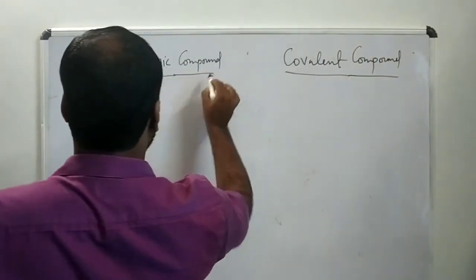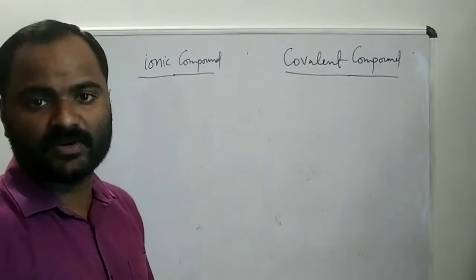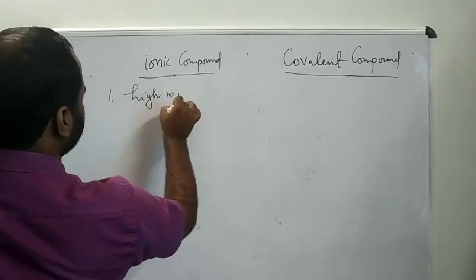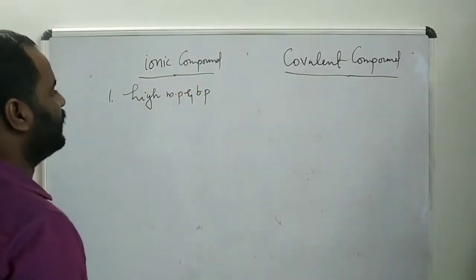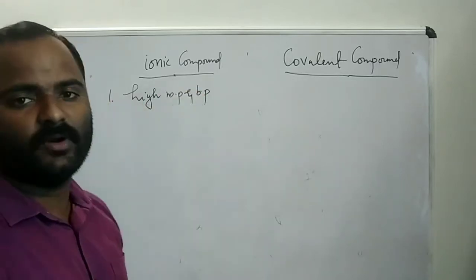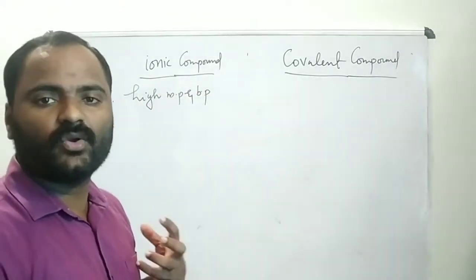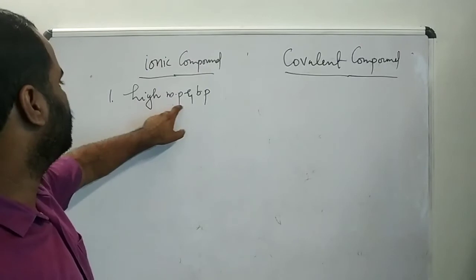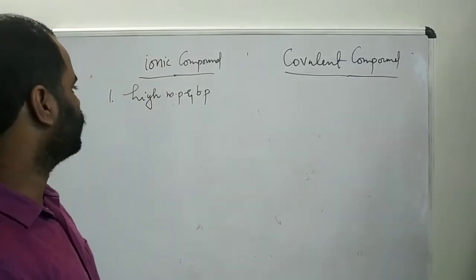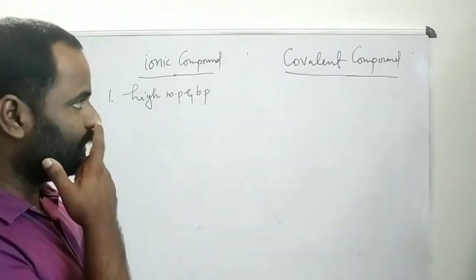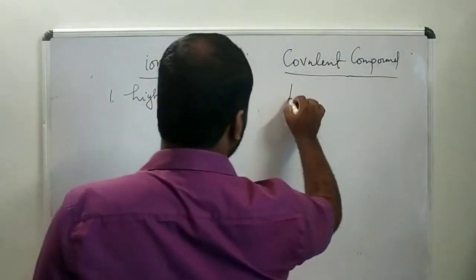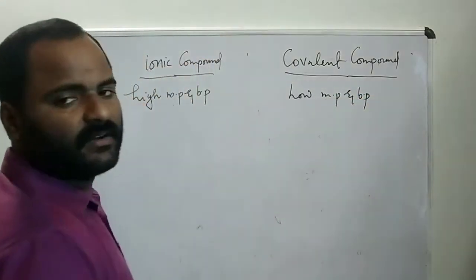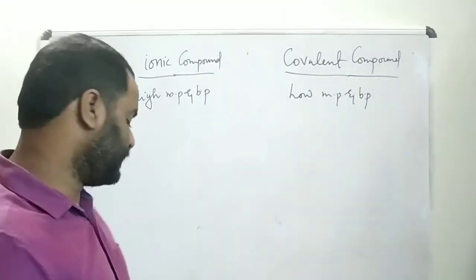First of all, we have studied that ionic compounds have high melting and boiling points. This is due to the strong electrostatic force of attraction between the ions. In the case of covalent compounds, they have low melting and boiling points due to the weak van der Waals force of attraction. This is the first difference.